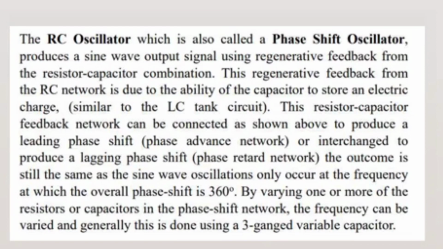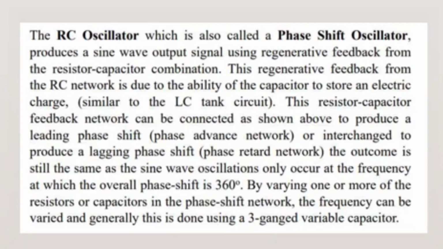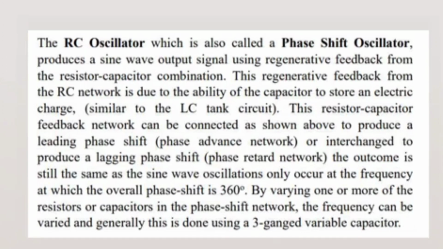This resistor capacitor feedback network can be connected as shown above to produce a leading phase shift, or interchanged to produce a lagging phase shift. The outcome is still the same: the sine wave oscillations only occur at the frequency at which the overall phase shift is 360 degrees. By varying one or more of the resistors or capacitors in the phase shift network, the frequency can be varied, and generally this is done using a 3-ganged variable capacitor.